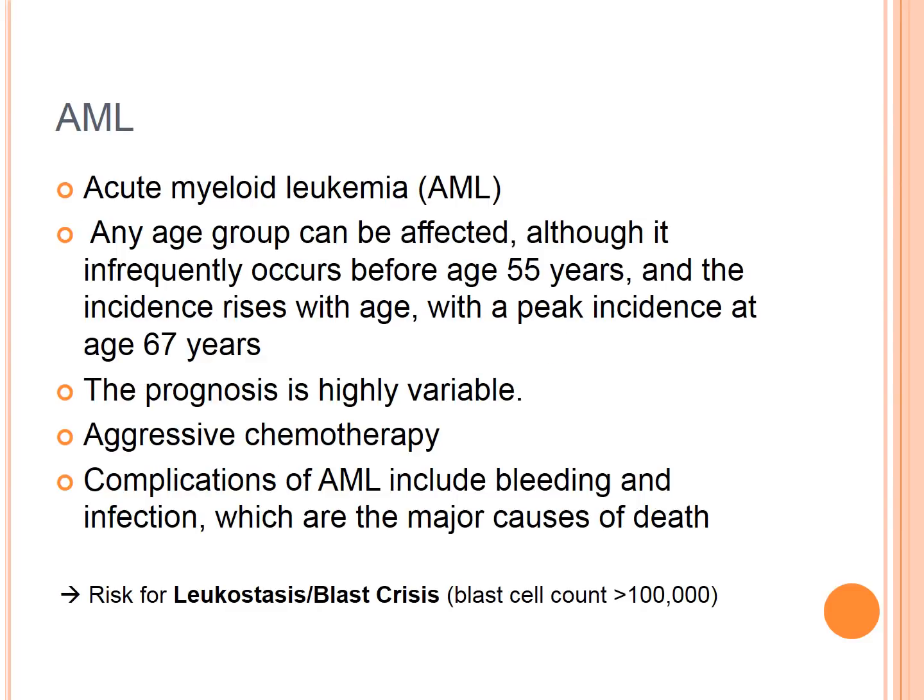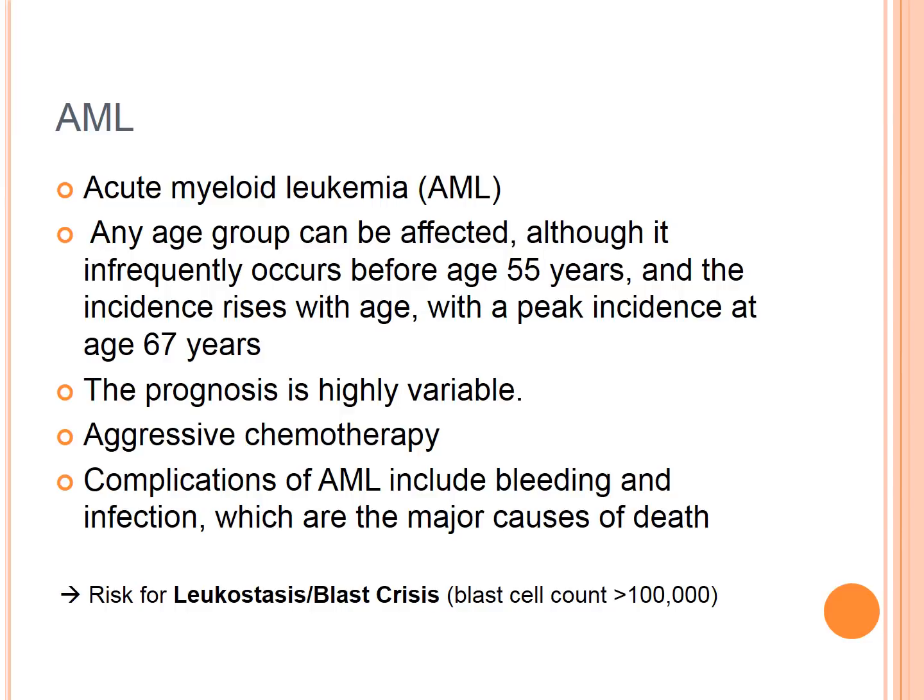So AML, acute myeloid leukemia. Acute meaning it's abrupt onset, and it also progresses fairly quickly. And myeloid meaning that this type of leukemia is affecting the other cells in the bone marrow, which would be like your red blood cells, the white blood cells that are not lymphocytes, and your platelets, okay?